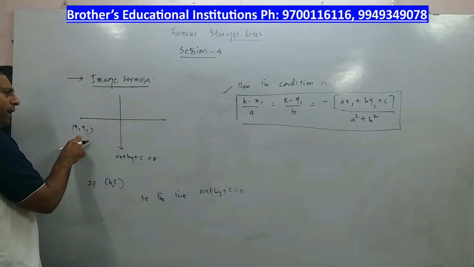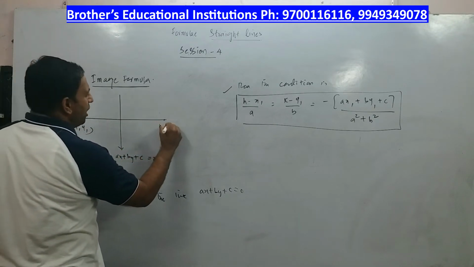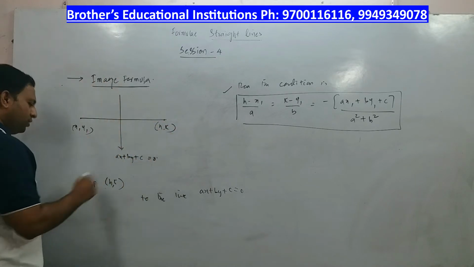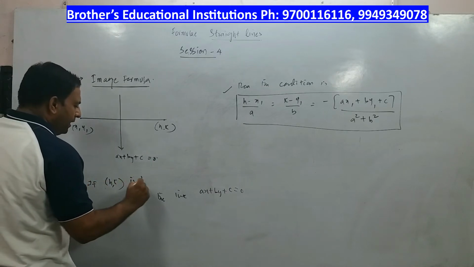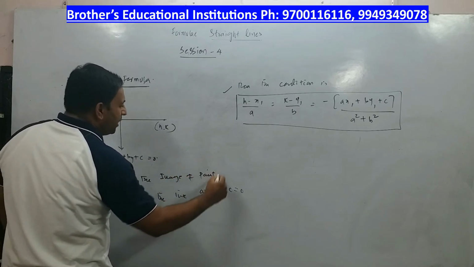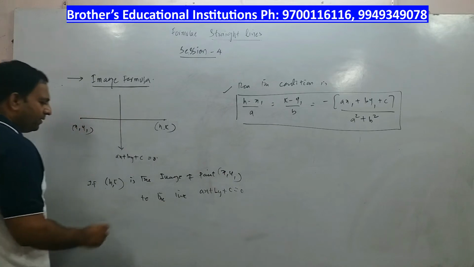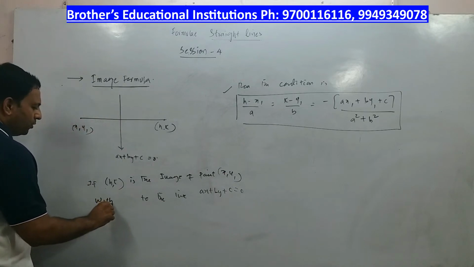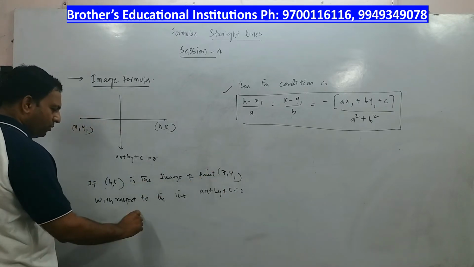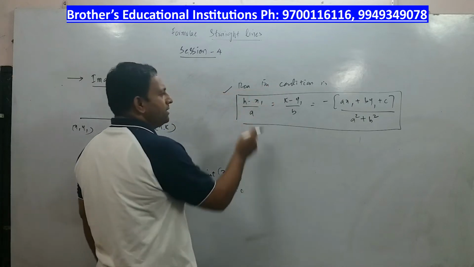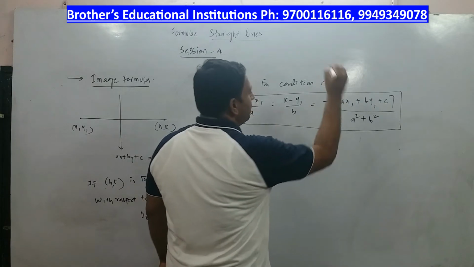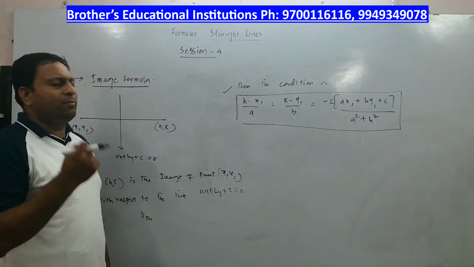So if x1, y1 is a point and the image of this point x1, y1 is h comma k with respect to the line ax plus by plus c is equal to 0, then what is the condition? Let me write the statement. If h comma k is the image of point x1, y1 with respect to the line ax plus by plus c is equal to 0, then the condition is (h minus x1) by a is equal to (k minus y1) by b is equal to minus 2 into (ax1 plus by1 plus c) by (a square plus b square).